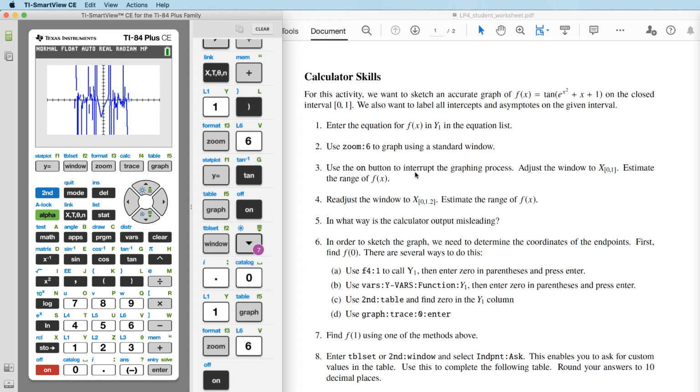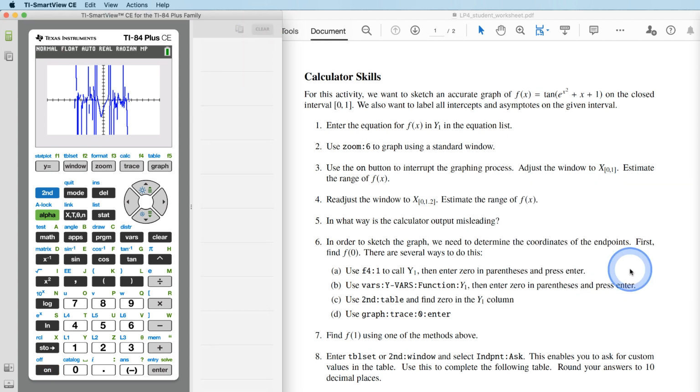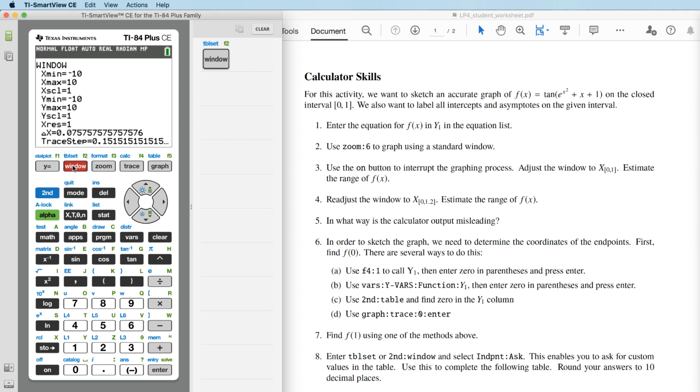So we're not quite finished with number 3. It also asks us to adjust our window. And this notation here is indicating that the x values should go from 0 to 1. And then we want to estimate the range for f of x. So let's clear my history because we got a lot of button presses going on there. Okay, so I'm going to hit window, and we want to change the x min and x max. So the x min will be 0 and the x max will be 1.